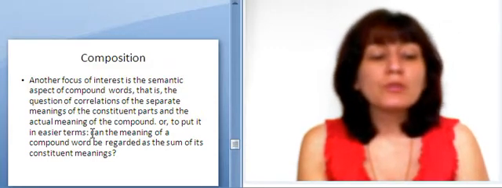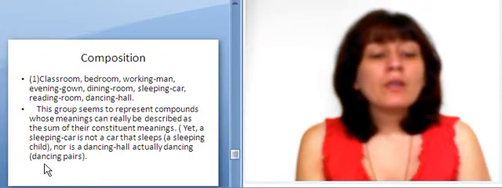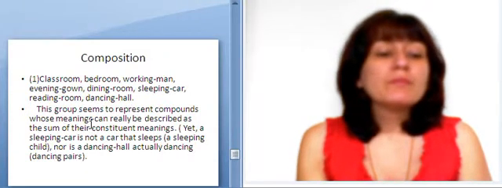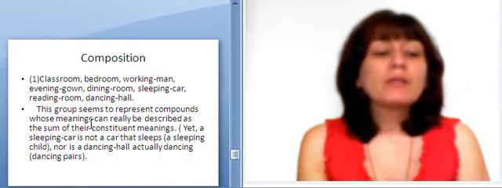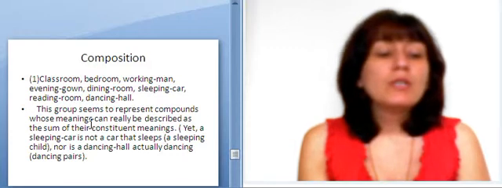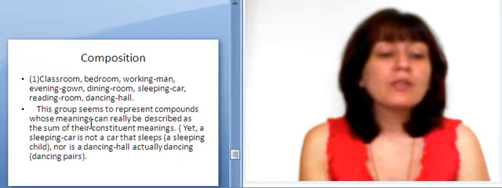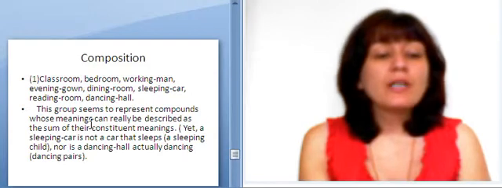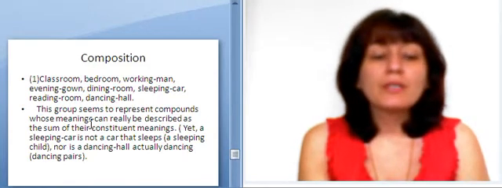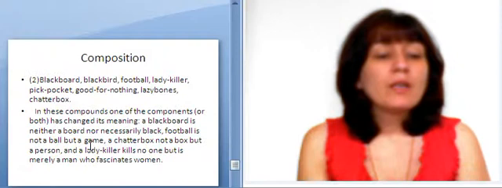Group number 1: classroom, bedroom, working man, evening gown, dining room, sleeping car, reading room, dancing hall. This group seems to represent compounds whose meanings can really be described as the sum of their constituent meanings. Yet, a sleeping car is not a car that sleeps, as a sleeping child, nor is a dancing hall actually dancing as dancing pairs. Second group: blackboard, blackbird, football, lady killer, pickpocket, good for nothing, lazy bones, chatterbox.